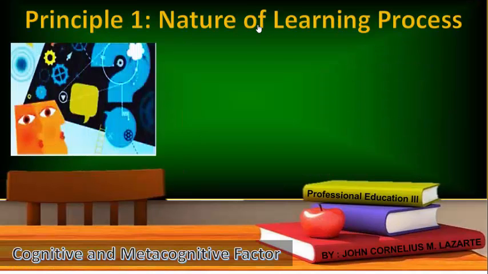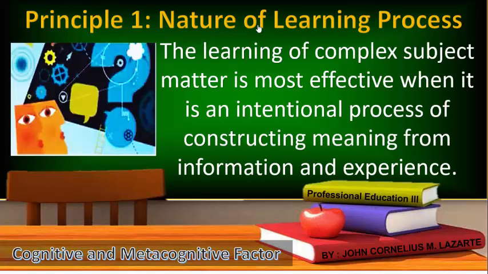Let's have here principle 1, the nature of the learning process, which says that the learning of complex subject matter is most effective when it is an intentional process of constructing meaning from information and experience. So let's deal with the learning process. When we're talking about the learning process, we have different types of learning, like habit formation and motor learning, and the learning that involves generation of knowledge or cognitive skills and learning strategies.